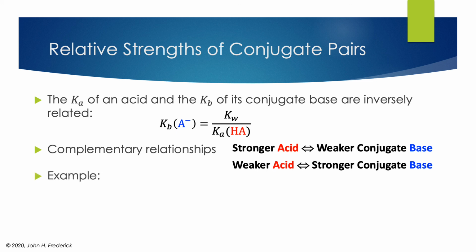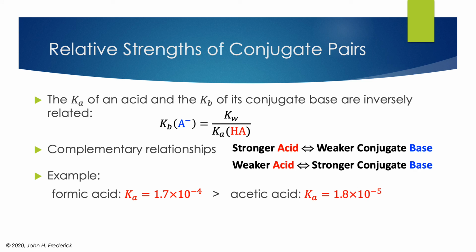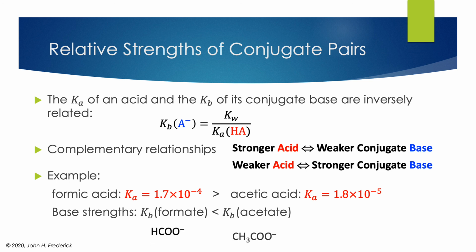So let's see what that looks like. If I look at, for example, formic acid and acetic acid, by looking at the Ka values, I see that formic acid has a Ka value that's about 10 times that of acetic acid. So it would be the stronger acid in general. What can I say about their conjugate bases, though? Since they have that relationship between their two acids, I can say that the conjugate base for the formic acid is formate ion. That's going to be a weaker base than the conjugate base for the acetic acid, or the acetate ion.